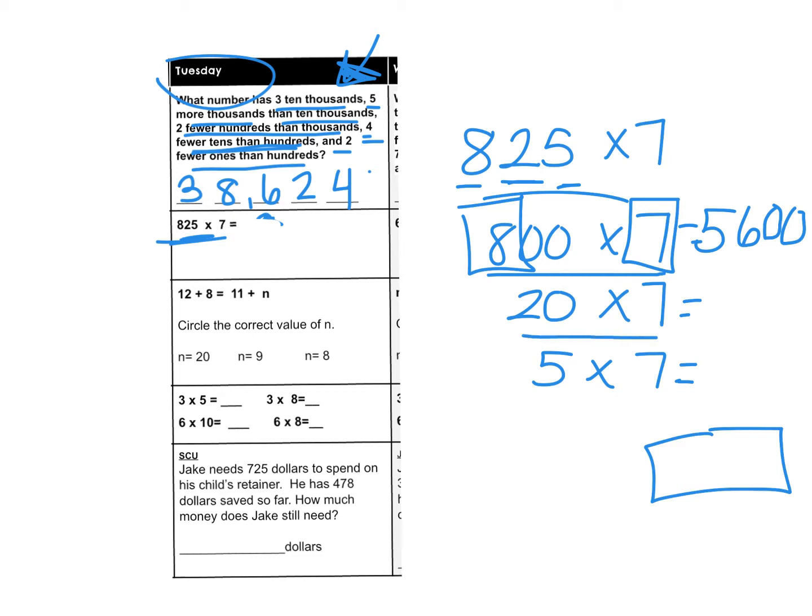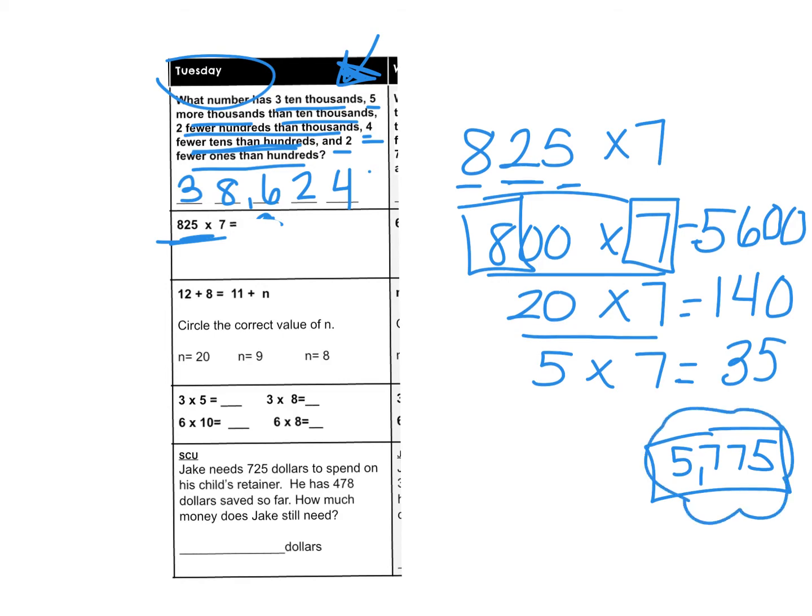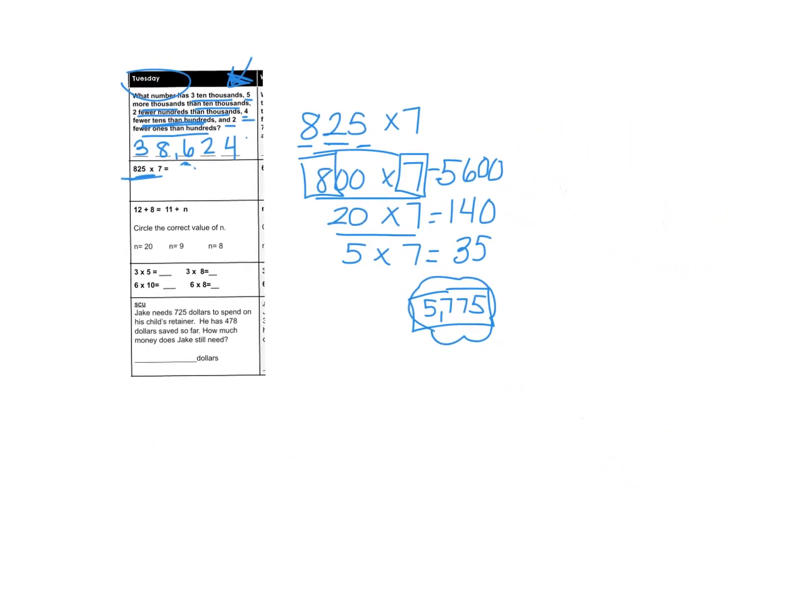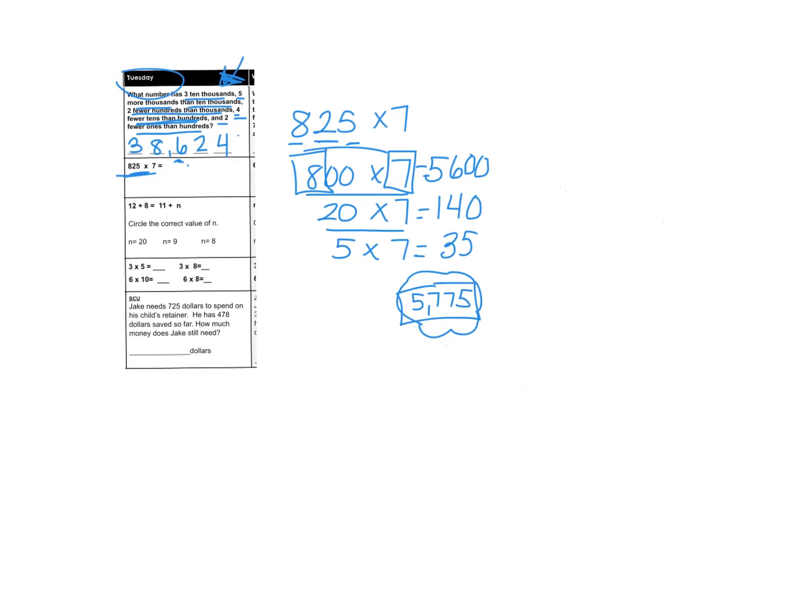20 times 7, I could do the same trick, or I could count by 20 7 times. 20, 40, 60, 80, 100, 120, 140. I would get 140. And then 5 times 7, 35. So now I can put all of those together and get my total. So I have 5 in the ones place. I have 7 in the tens place. I have 7 in the hundreds and 5 in the thousands. So 5,775.